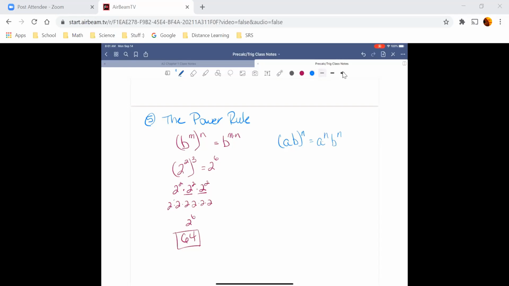So let's say we had, I don't know, negative 2y raised to the 4th. So what are we going to do with our 4th? We've got to take it to everything. So you've got negative 2 raised to the 4th and y to the 4th. Is that 16y to the 4th?